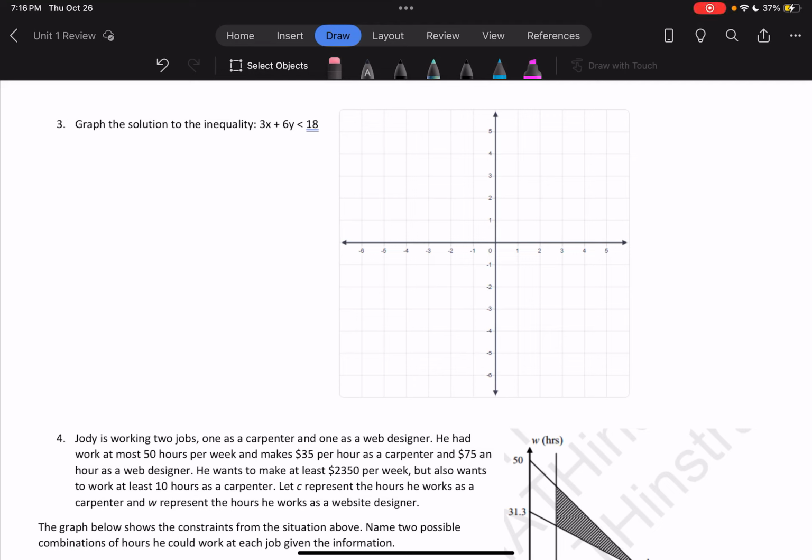All right, so here we go. Our last part. Hopefully this will be the last one. Graph the solution to the inequality 3x plus 6y is less than 18.